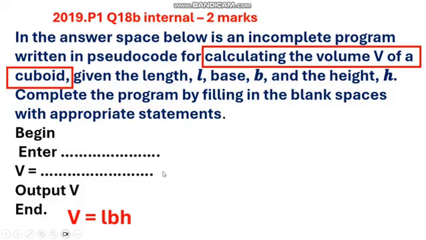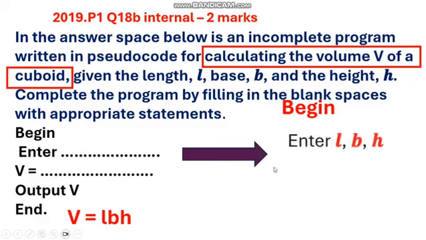So let us look at our answer. So we are going to begin our program. Right, begin. After that, we need to enter. Now, what are we going to enter? We are going to enter length, breadth, and the height. This is what you are going to enter. After entering, we need to show the process or the formula right here, where we have the volume of the cuboid.